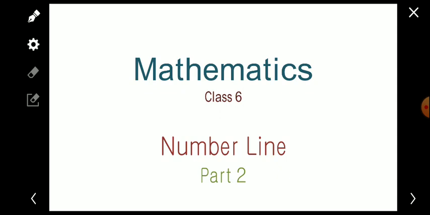We are going to continue the chapter number line. In the last session we started this chapter, and we will continue it in this session, and this is the second part.